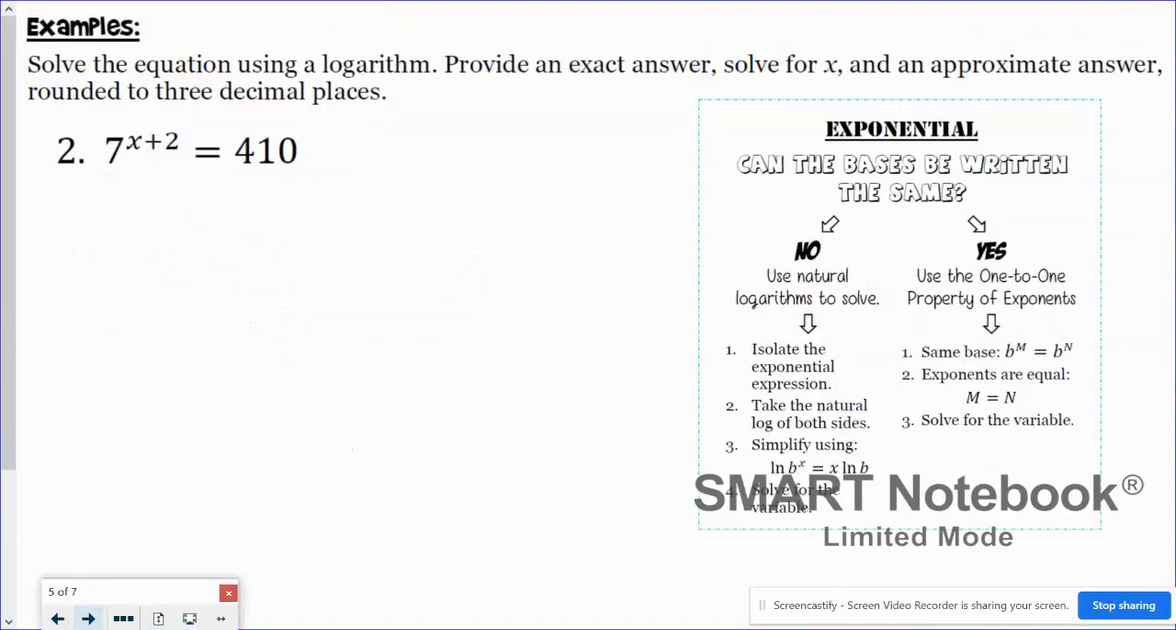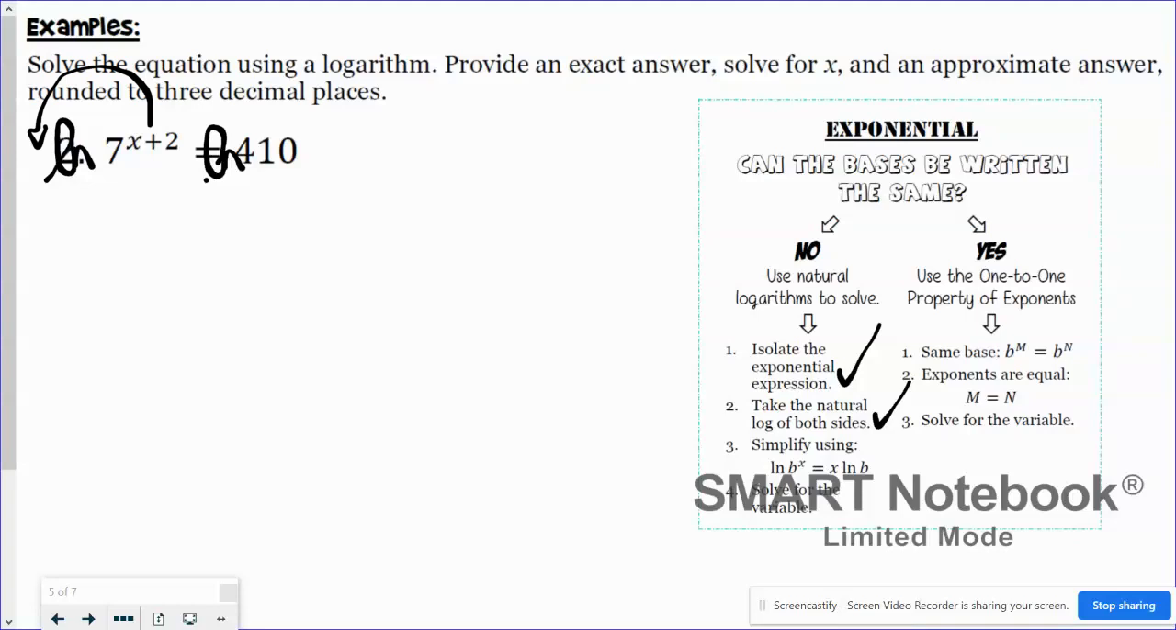Check out another one. Can I get the bases to be the same? I'm thinking no. So step one is to isolate the exponential expression. This one is isolated. Step two, take the natural log of both sides. So I'm going to take the natural log on the left, I'm going to take the natural log on the right. And you know what that means? That means our exponent is free. It's going to come out in front.